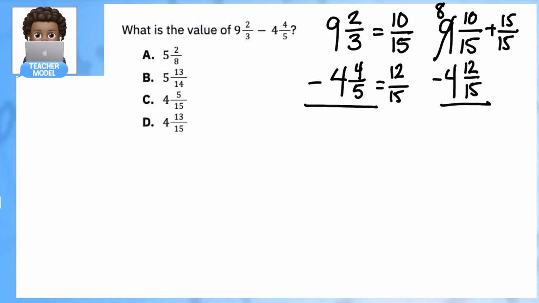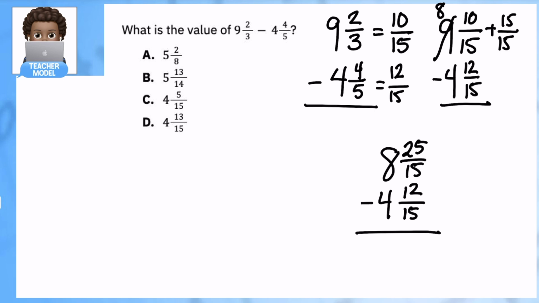So let's put, making my work pretty linear, so I can go down to the next part. 8 and 25/15 minus 4 and 12/15. So I can subtract pretty easily now. 25 minus 12 is 13 over 15, and 8 minus 4 is 4. So I have my answer, D.